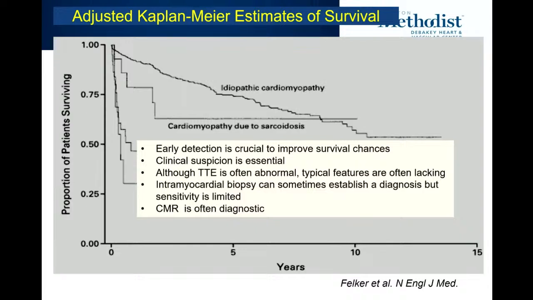So again, early detection is important, clinical suspicion is essential, and although the echo is abnormal, typical features are not always there. They're often lacking, so you really have to have this suspicion in your mind so that you can continue to look further. Biopsies obviously establish the diagnosis, but that's not that frequently done, and their sensitivity is limited. And of course, you're going to hear a lot about how CMR can help.